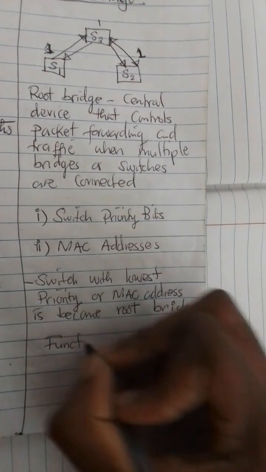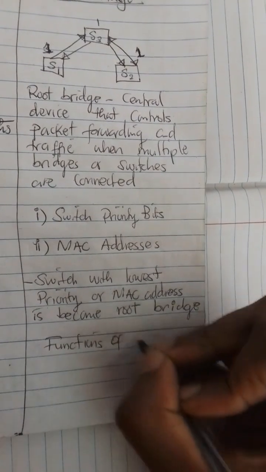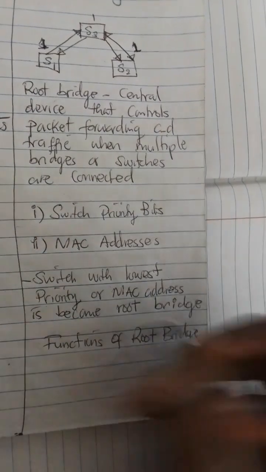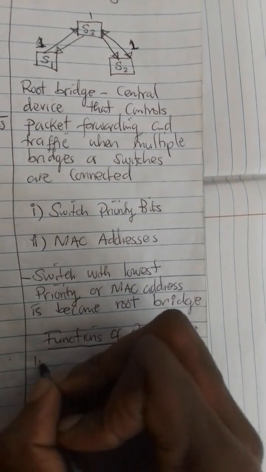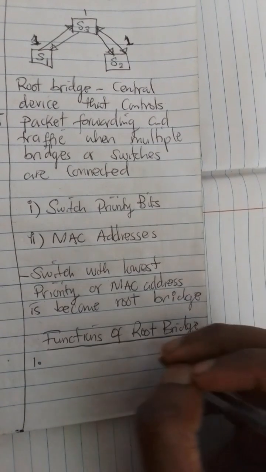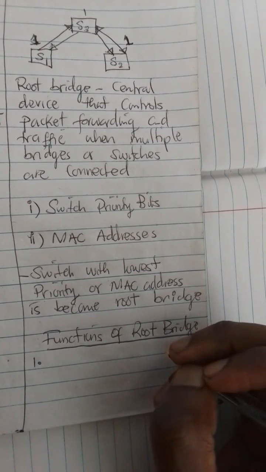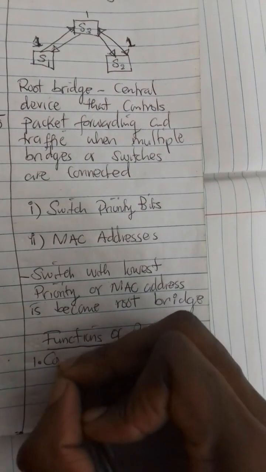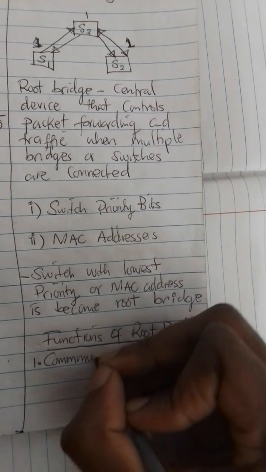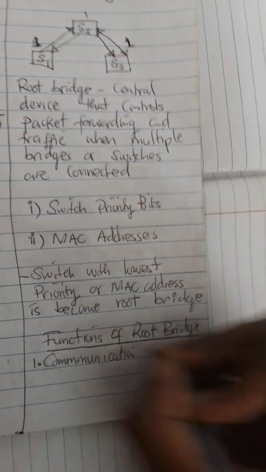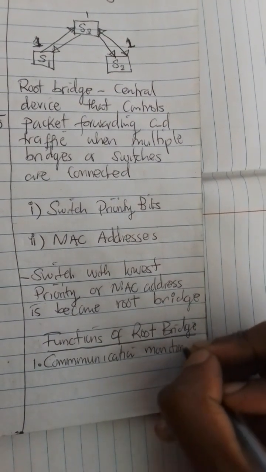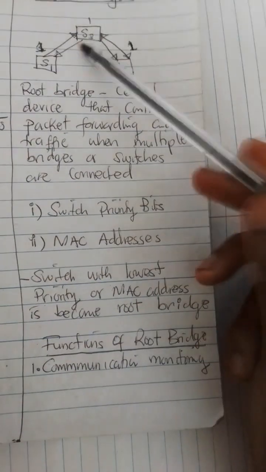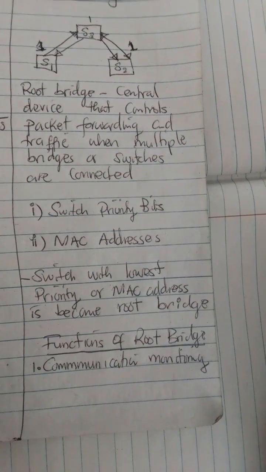What are the functions of a root bridge? The functions of a root bridge are, one, communication monitoring. All communications are going to be monitored and will pass through the root bridge. It's going to monitor all the traffic going through the network. That is the first thing that is going to happen.